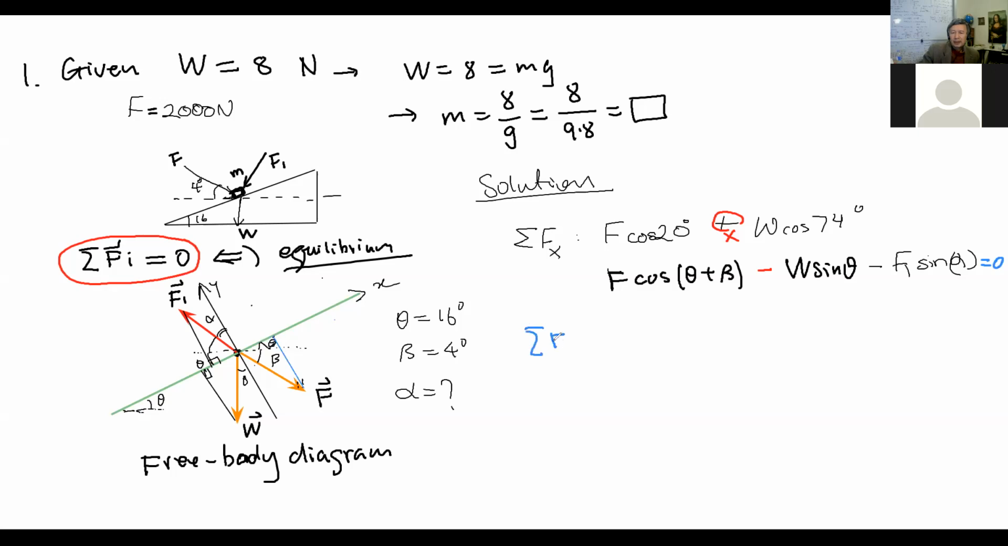So how about the y component? Actually, I'll do the f1 first, because it's positive. F1 cosine alpha minus F, the normal F. You don't have to use brackets. If it's just a single variable here, you don't have to use brackets.